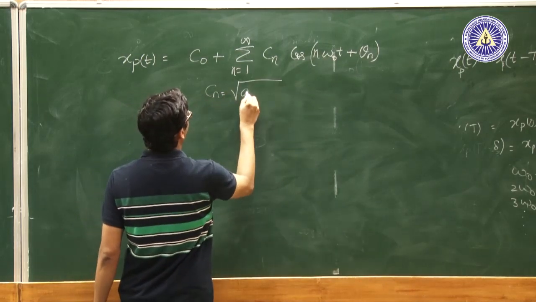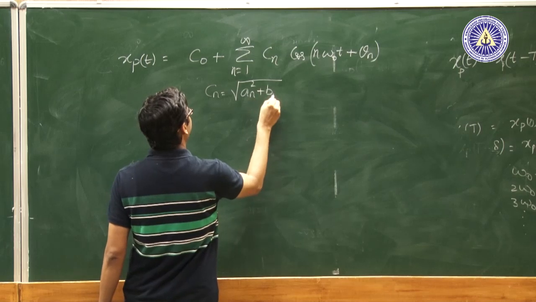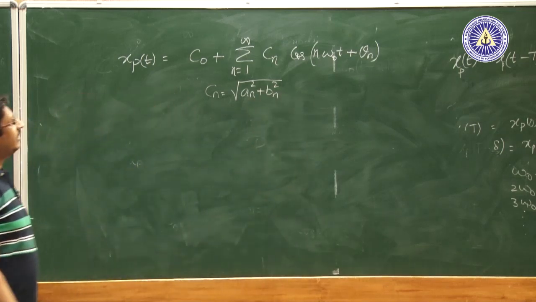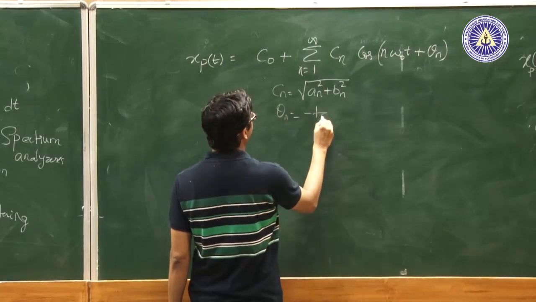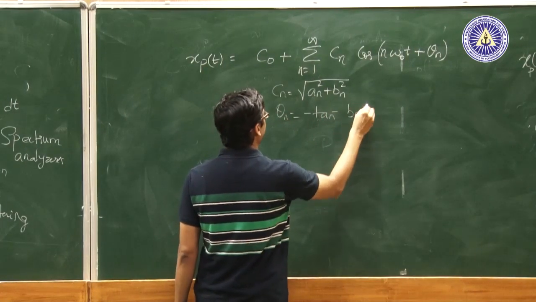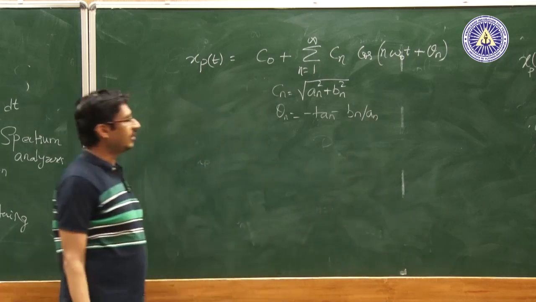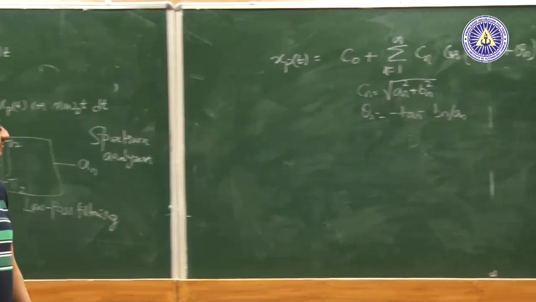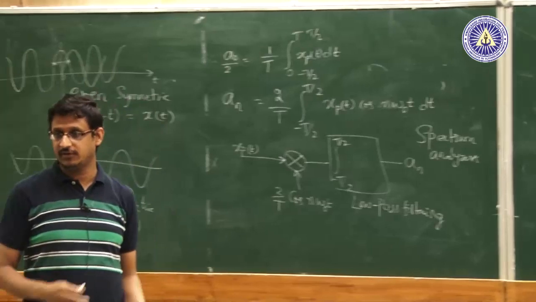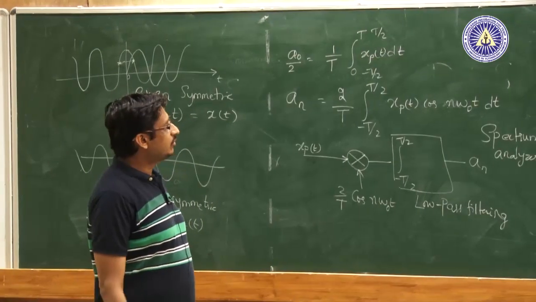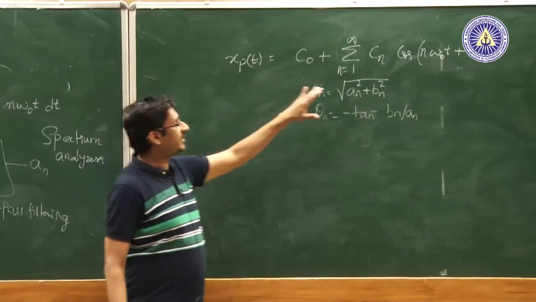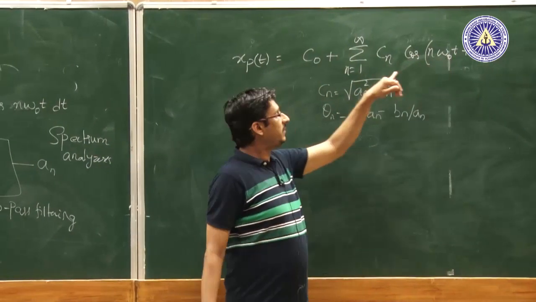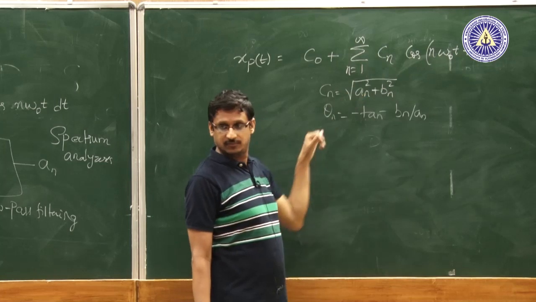by square root of an square plus bn square, and then you have theta n being given by minus tan inverse of bn by an. So, theta n is called the phase angle and Cn is the amplitude of that particular signal. So, you can write xp of t in terms of only cosine n omega 0 t, but with the amplitudes written as Cn.